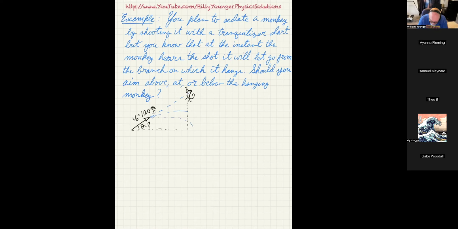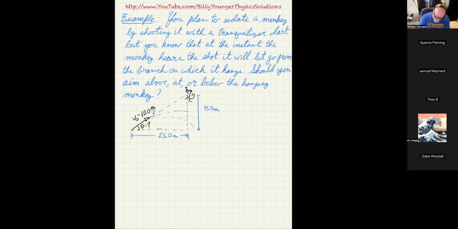Okay, and I'm going to say that this height right here is, let's say, 15.0 meters. And let's say this distance right here is 25.0 meters. Oops, that shouldn't go all the way there. That should go right here. So I want to figure out at what angle theta I should fire this so that it'll hit the monkey.